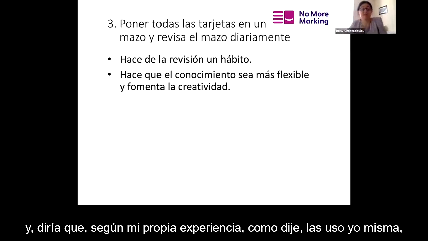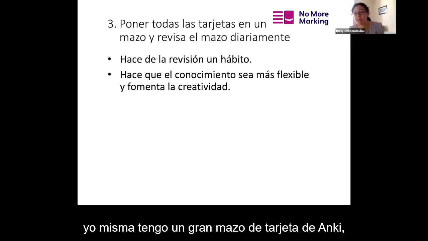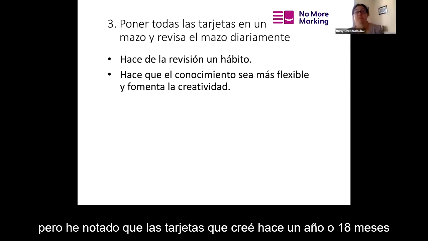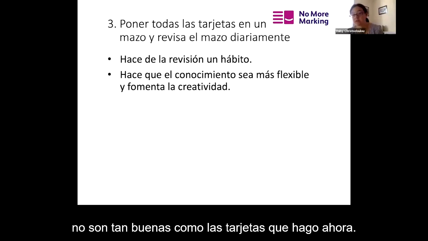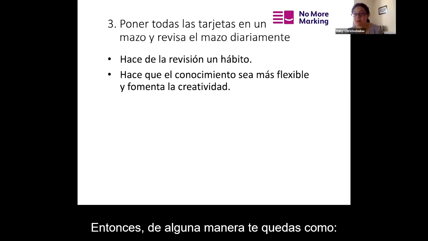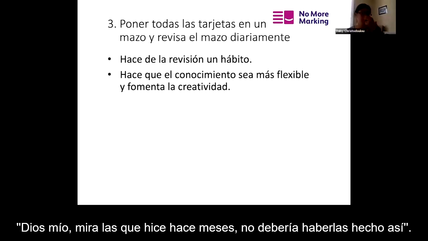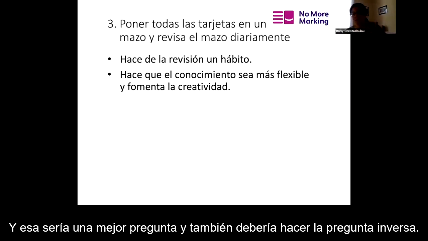And I would say that in my own experience, as I say, I use this approach myself, and I have a pretty big flashcard Anki deck myself, that I've noticed that the cards I created a year, 18 months ago are not as good as the cards I create now. So when I go look at the ones I did 18 months ago, I think, oh, no, actually, I shouldn't have done it like that. I should have done it like this. And that would be a better question.